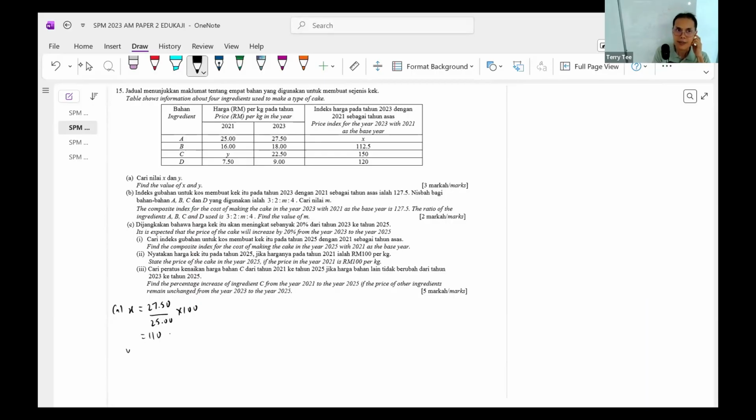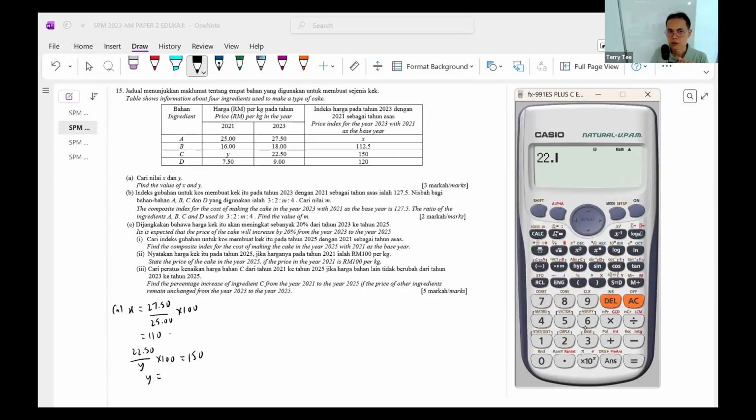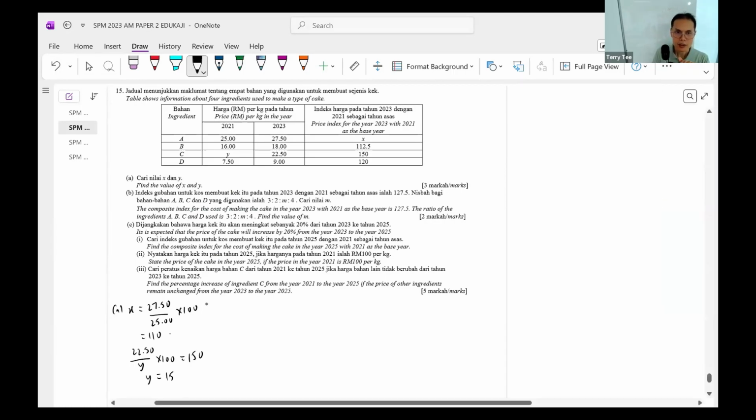Next, define Y. Y is your price for ingredient C in the year 2021. Your current year is 2250, your base year is Y, times 100, answer 150. What's your Y? Take 2250 times 100 divided by 150. You should get 15. Your Y is 15. Okay, done. Part B: the composite index for the cost of making the cake in 2023 with 2021 as the base year is 127.5. The ratio of the ingredients is 3 : 2 : M : 4.